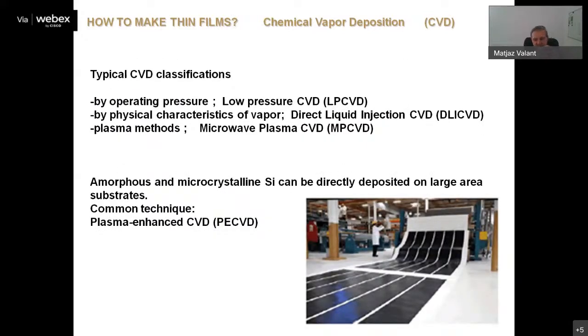The beauty of CVD is that we really can coat very large areas if the technology is properly adjusted. So, you know, we are using CVD to prepare some amorphous or microcrystalline films. I already said that silicon is deposited on many different substrates for photovoltaic purposes or for electronics.